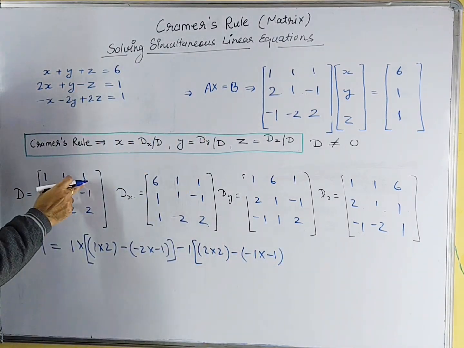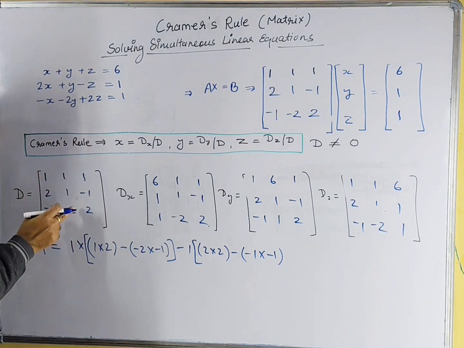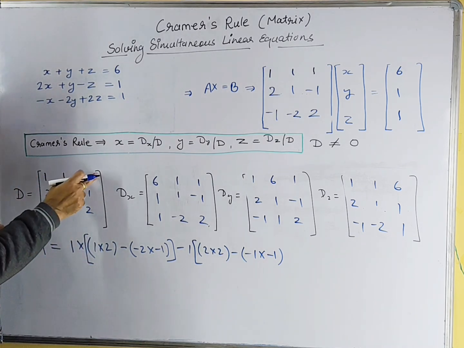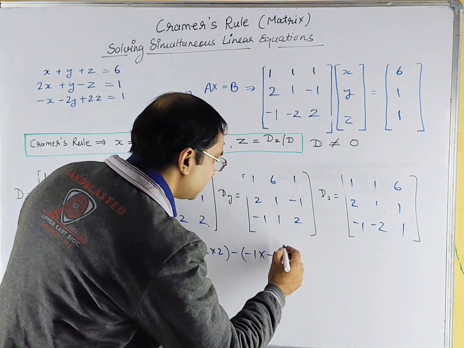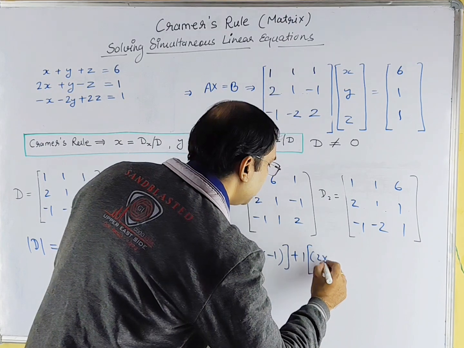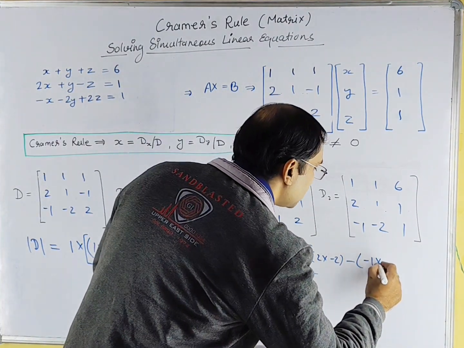If you do not know how to expand this, we take each element in the row, hide its column and its row, and in the remaining part we perform the cross multiply by applying the minus sign in between. So we have the third value, this is 1. We hide this row and this column. We are left with 2, 1, minus 1 and minus 2. We perform the cross multiply: 2 into minus 2, minus sign in between, minus 1 into 1. So now this will be plus 1 into (2 into minus 2, minus minus 1 into 1).